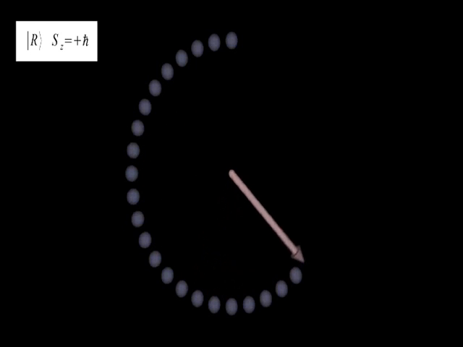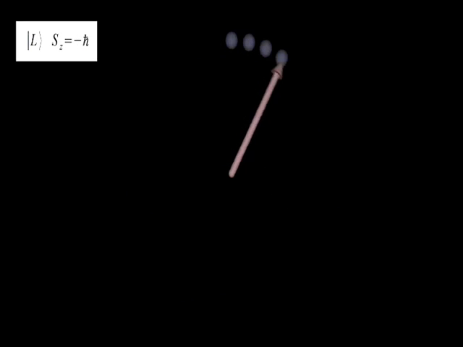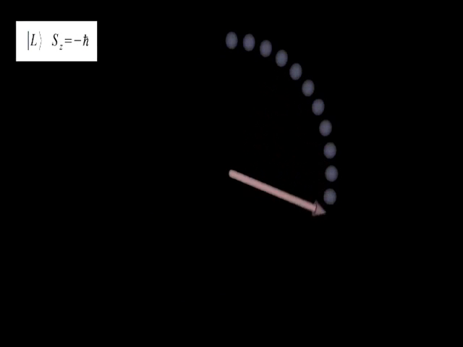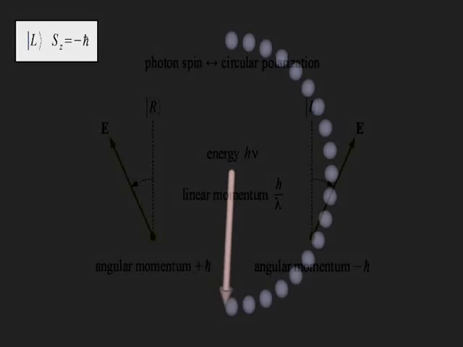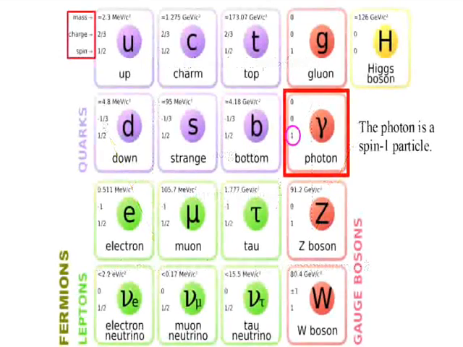We've seen that a photon with z component of spin angular momentum h bar corresponds to classical right-handed circular polarization. And the opposite component of spin corresponds to left-handed circular polarization. So it seems we've got the photon figured out. The photon is a spin 1 particle, and that spin manifests itself as circular polarization.